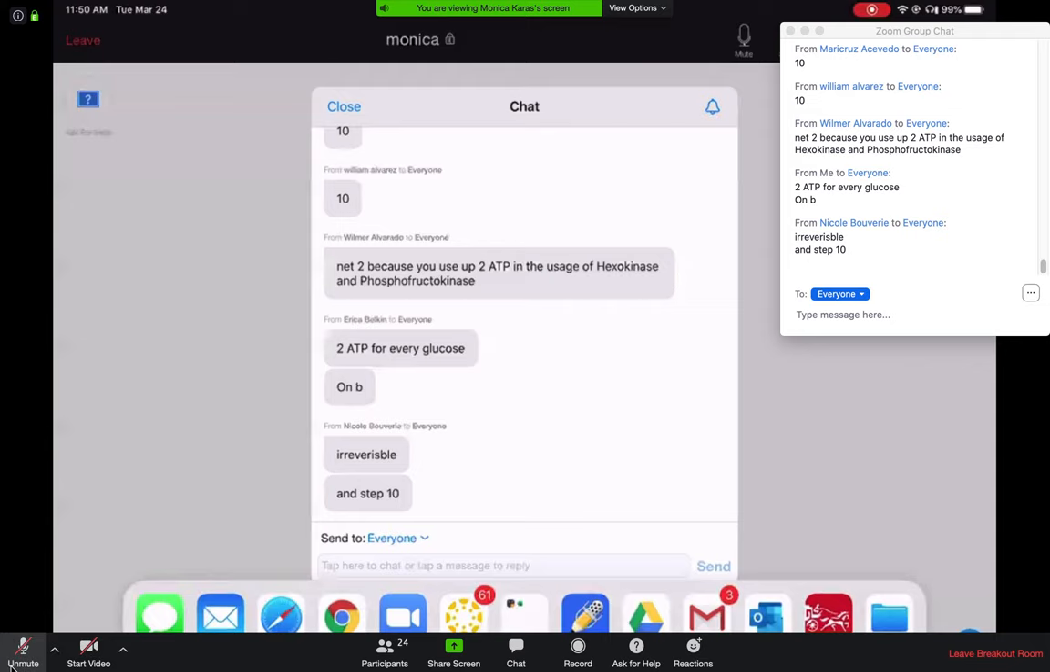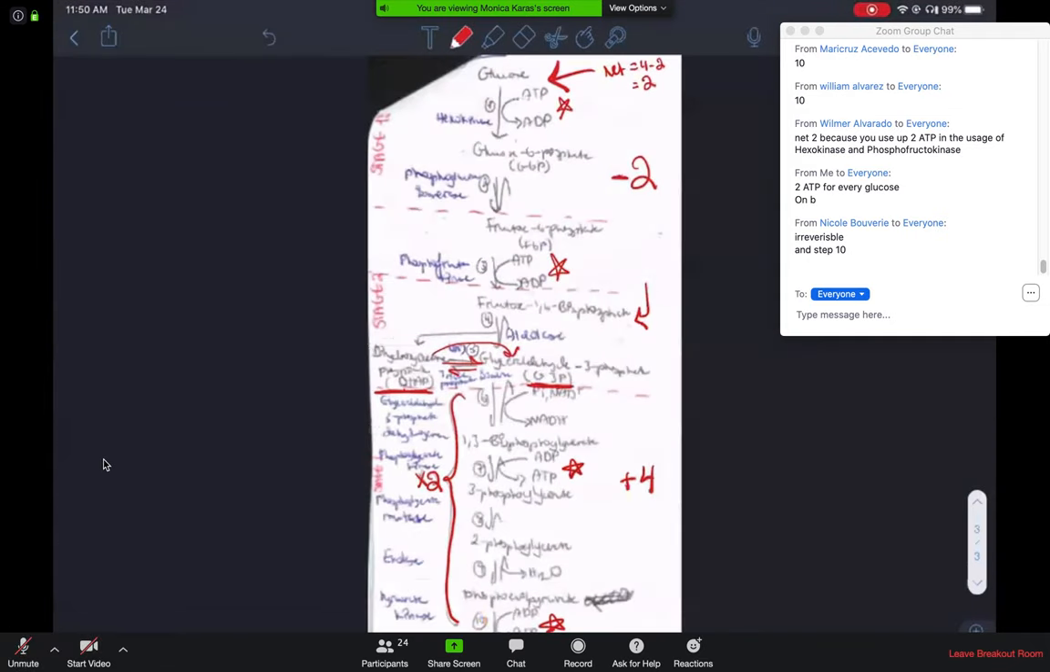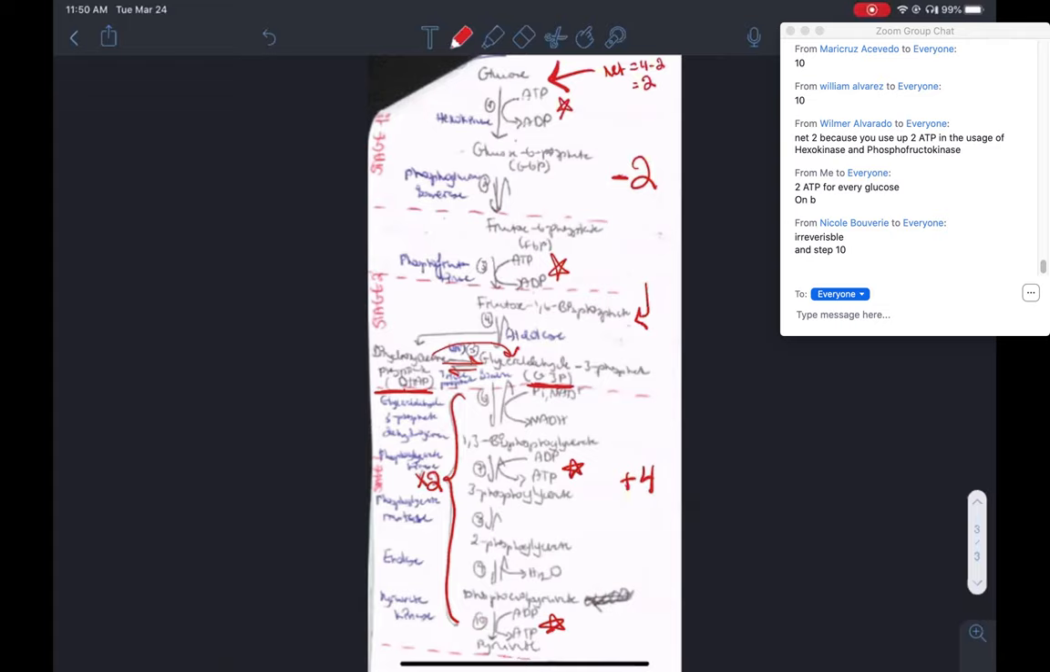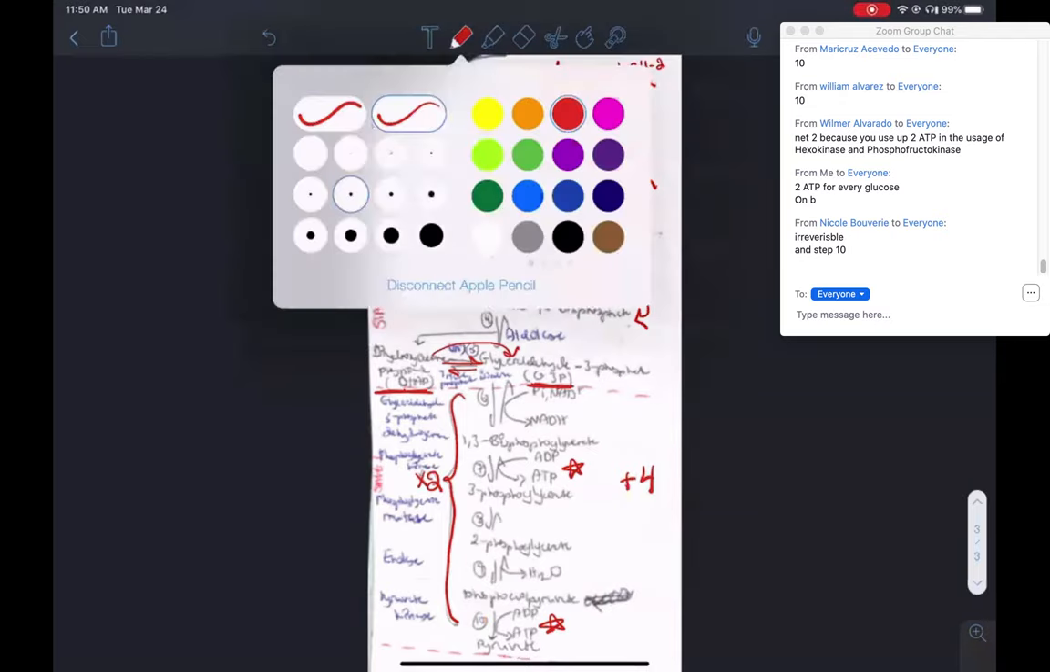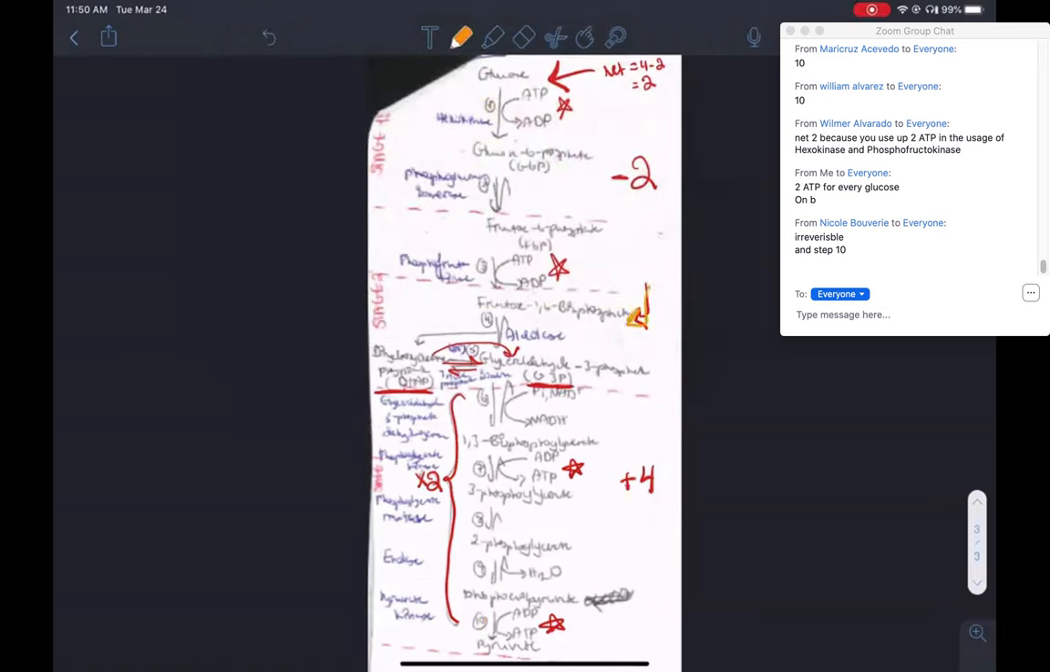Okay. Now, here's the thing. C is asking you net production per fructose 1,6 bisphosphate. So per fructose 1,6 bisphosphate is basically in that orange step here. So this is where you look at it. And if you notice, it's a net of 4. And that's it. So that's why for C it's 4, but for B it's 2.